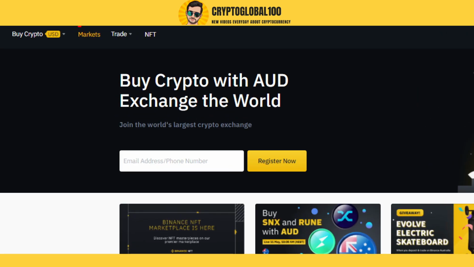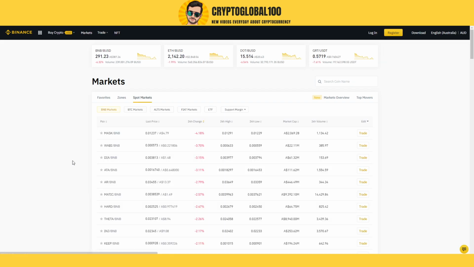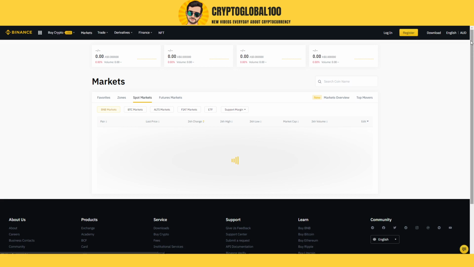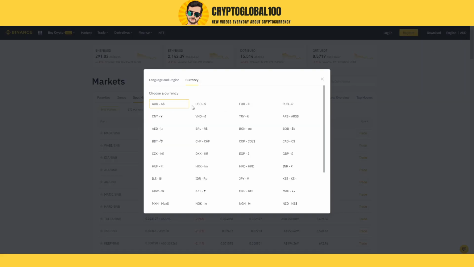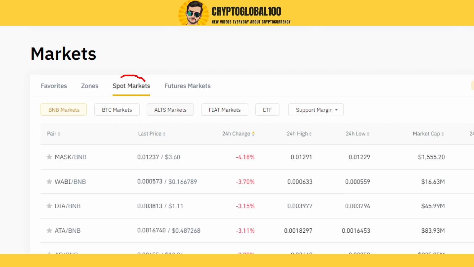From there you go to the markets. Click on the markets, and from there let me just turn this to English, Australian English. It is automatic. Let me convert to USDT. Okay, good. Now go to the markets. From there go to the spot markets.